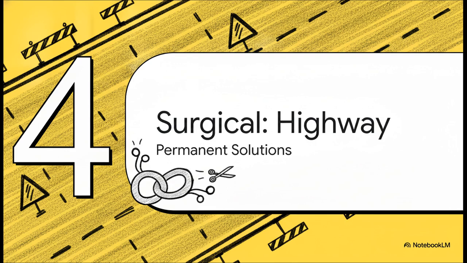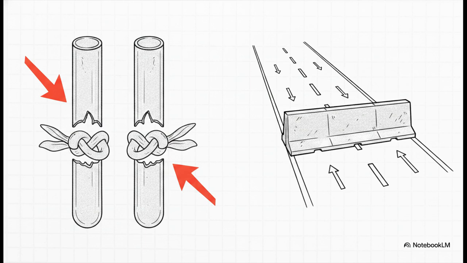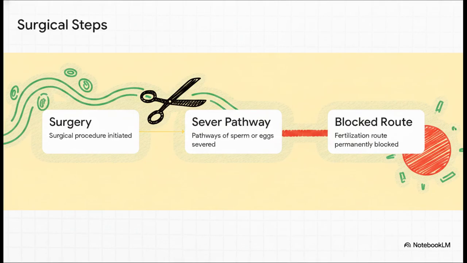Section 4, surgical pathways. Let's talk about permanent highway closers. Procedures like a vasectomy or a tubal ligation are true, permanent engineering solutions. They physically sever and tie off the exact routes required for the sperm or the egg to travel. It is the biological equivalent of permanently blowing up a highway bridge just to stop traffic. So once that surgical procedure is initiated, the literal pathways are severed. It shifts from an open flow to a hard, permanent dead end in the reproductive pathway. No way across.